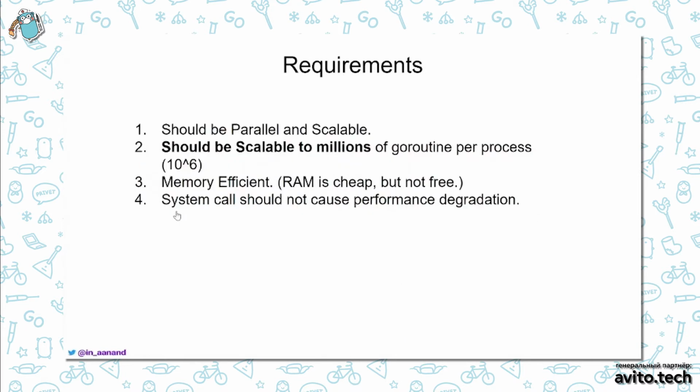As with all problem domains, we need a well-defined boundary to deal with. So let's list down our requirements. Our scheduler should be parallel and scalable, should be scalable to millions of goroutines per process, and should be memory efficient. Why? RAM is cheap but not free. And also system calls should not cause performance degradation.